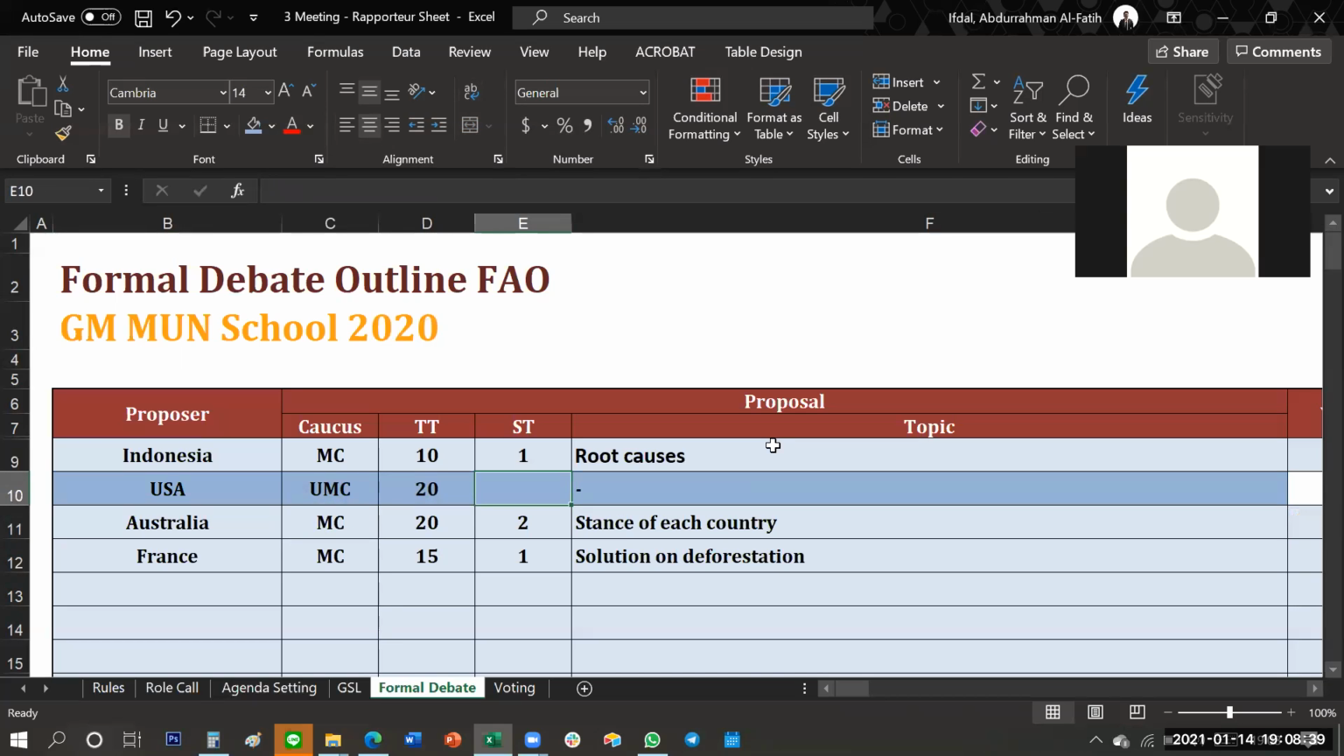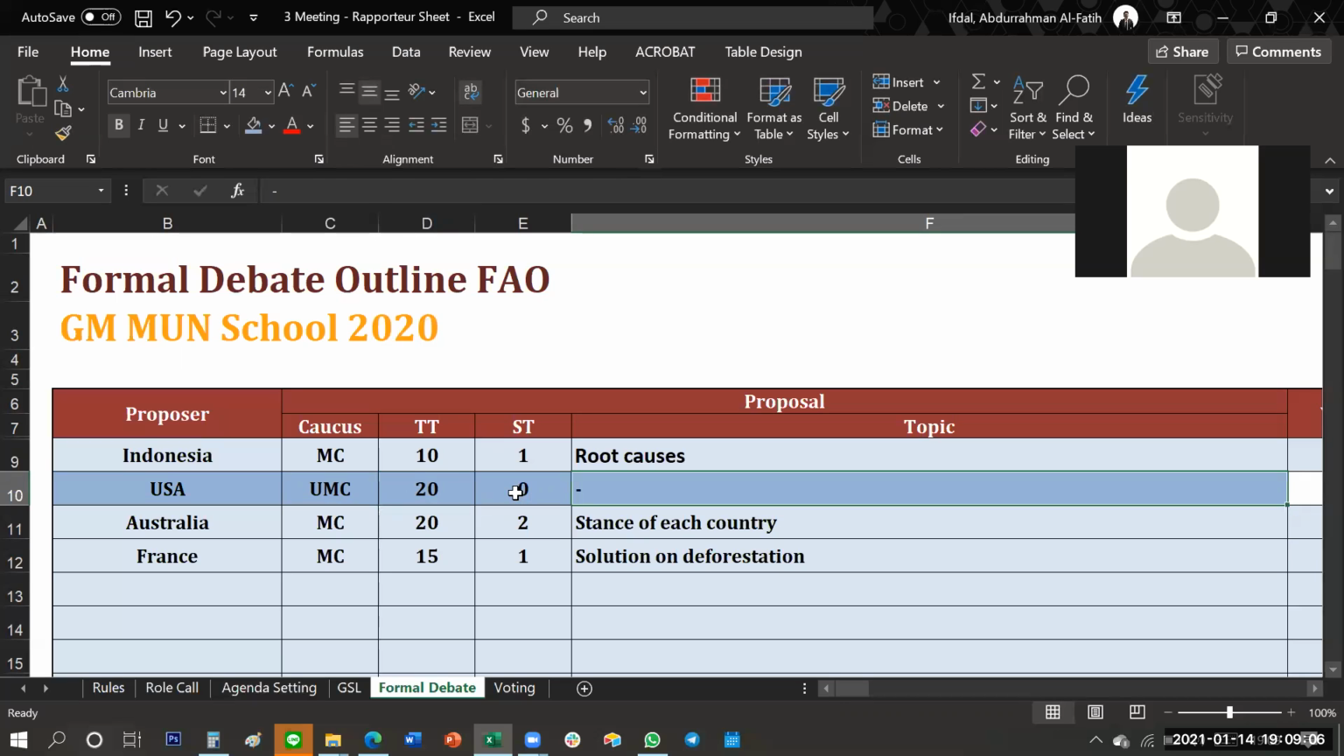Thank you very much. Okay, so that's for you, unmoderated caucus, guys. So for unmoderated caucus, you just have to say the total speaking time, because in an unmoderated caucus, you can just go randomly with anyone. You can talk with anyone you want. So there will be no speaking time. So it's just zero. So it's just USA: Delegate of USA would like to propose an unmoderated caucus for 20 minutes, and that's it.